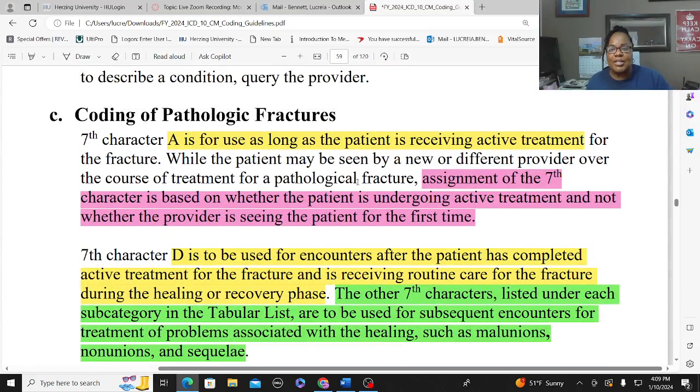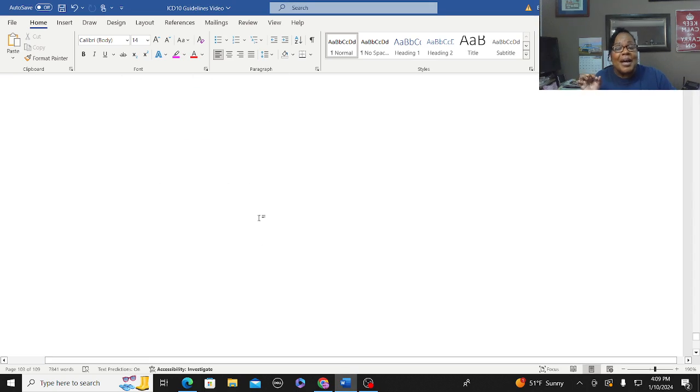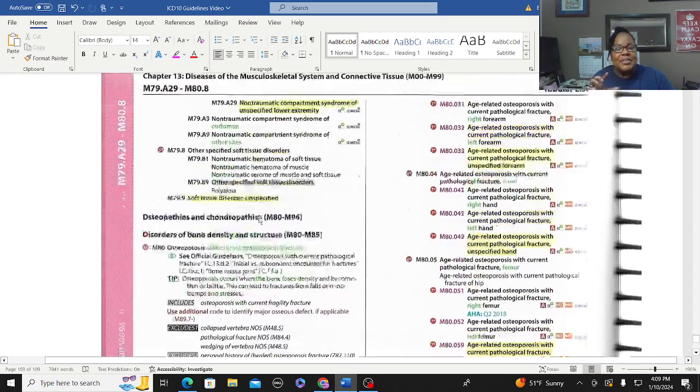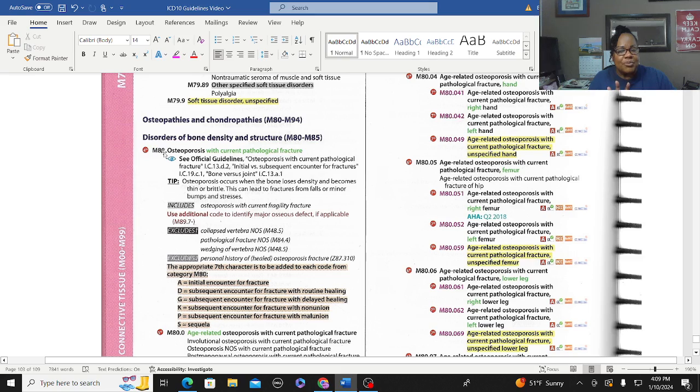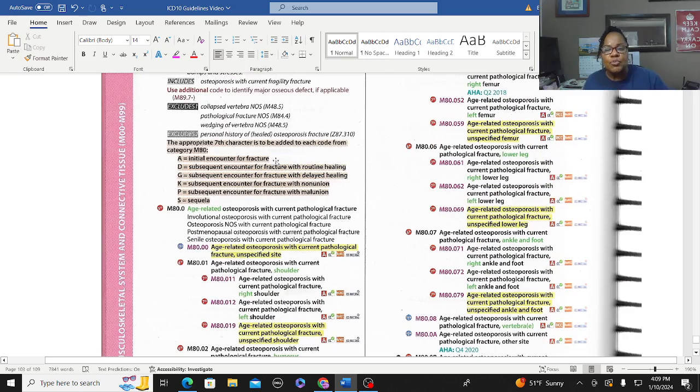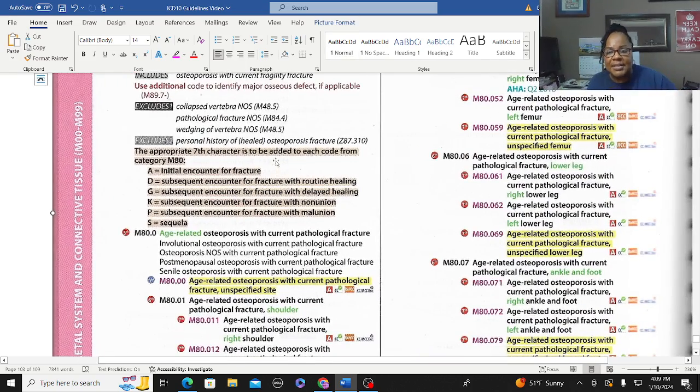Coding of pathologic fractures. The seventh character A, let me show you, is for use as long as the patient is receiving active treatment. Let me show you that, because this is where a lot of students make mistakes. This is a copy of the tabular list. And I just went to the M80s because that's where we're talking about osteoporosis, etc., with pathological fractures. And this is where your seventh character designation comes in. Now notice you have a choice of A, D, G, K, P, or S.